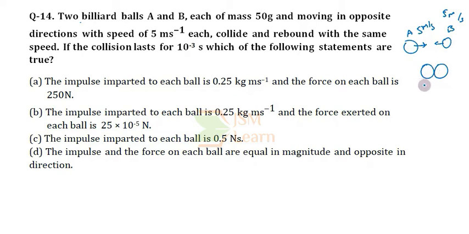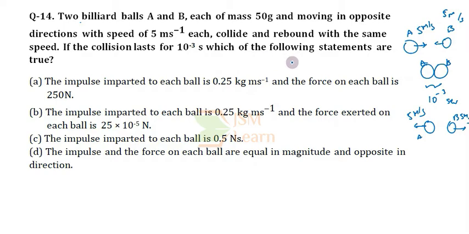The collision lasts for 10 to the power minus 3 seconds. Means the two balls will be in contact for the time 10 to the power minus 3 seconds. Okay, after that, they rebound with the same speed in the opposite direction. Ball A will be moving in this direction and ball B will be in this direction.